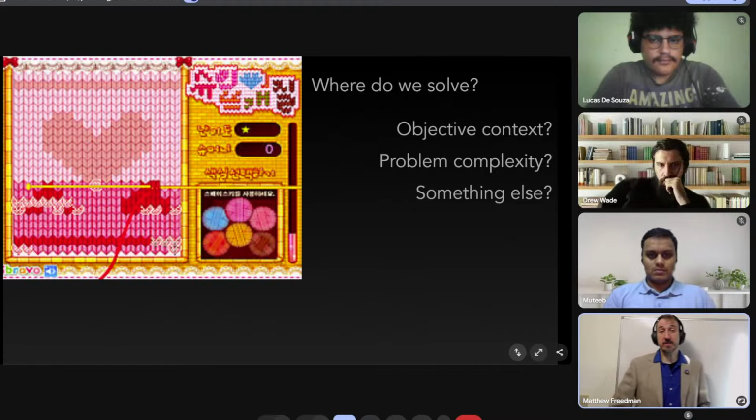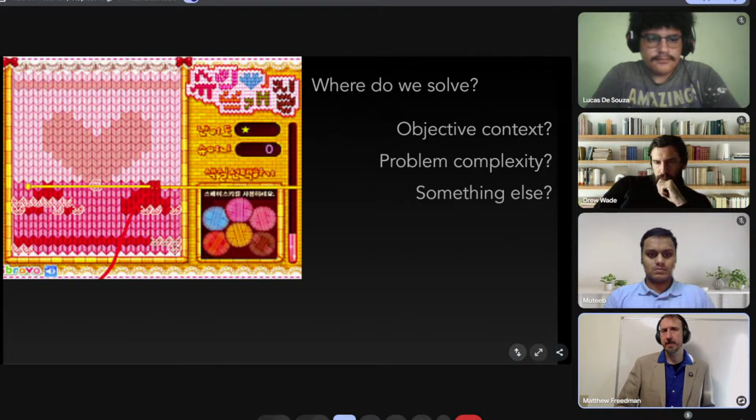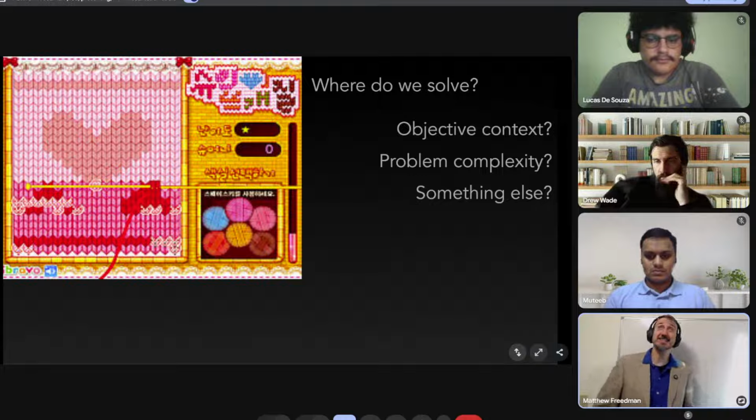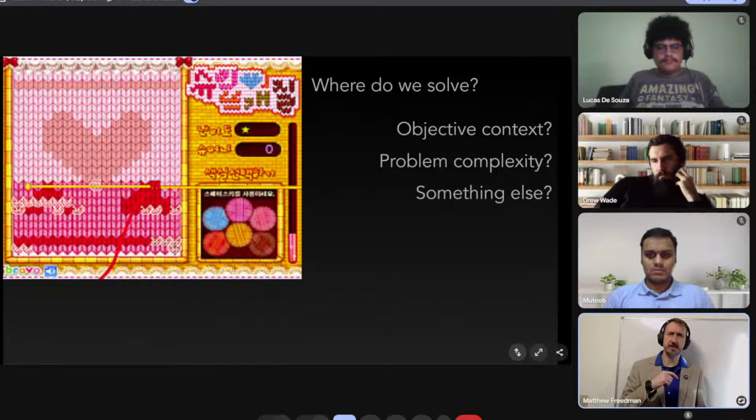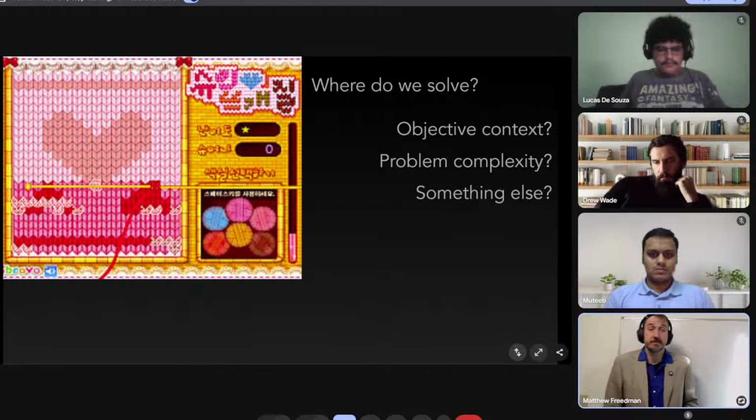So we have to figure out where we'd be solving that problem. Is the issue overall that the objective context isn't clear? It's not clear why it's important for them to be solving these puzzles. Sometimes it can just be adding in something like a high score. Another issue is perhaps the problem complexity isn't properly considered. As in, it's either too complex or it isn't complex enough. The puzzle that they're trying to solve doesn't actually give them an interesting problem to solve. Or perhaps it's something else.